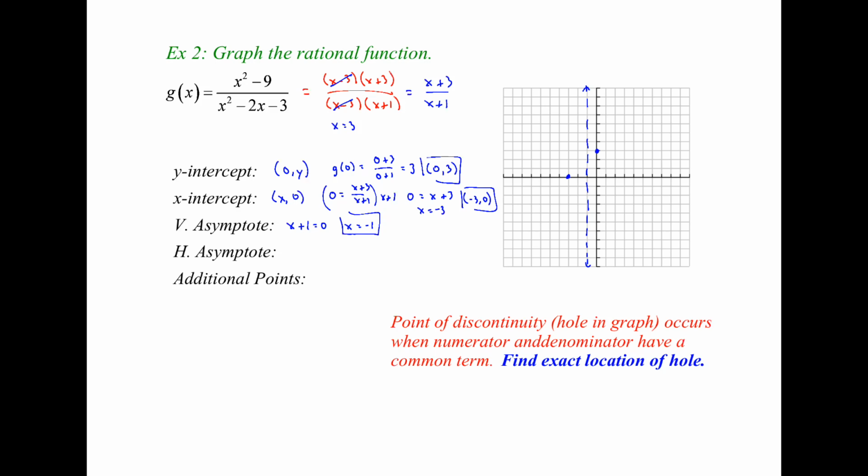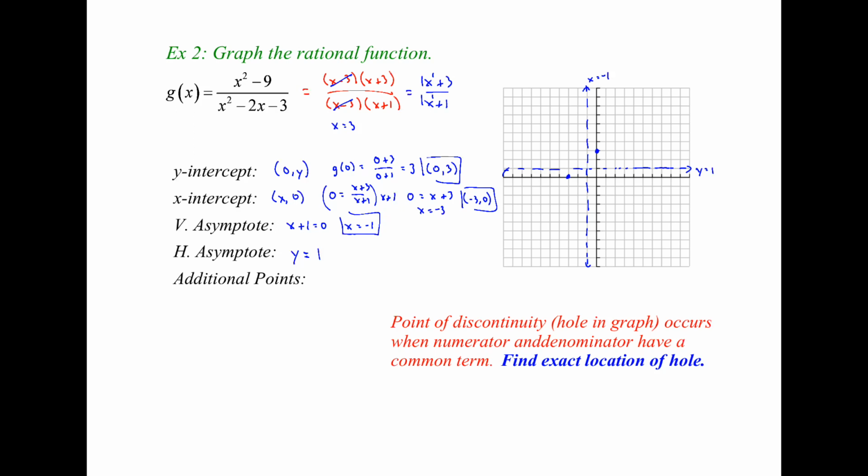The horizontal asymptote comes from the degree. So the degree on the simplified version, they're both 1. Also the leading coefficients are both 1. So therefore the horizontal asymptote is at y equals 1. So we will also graph using dotted lines y equals 1 as our horizontal asymptote.